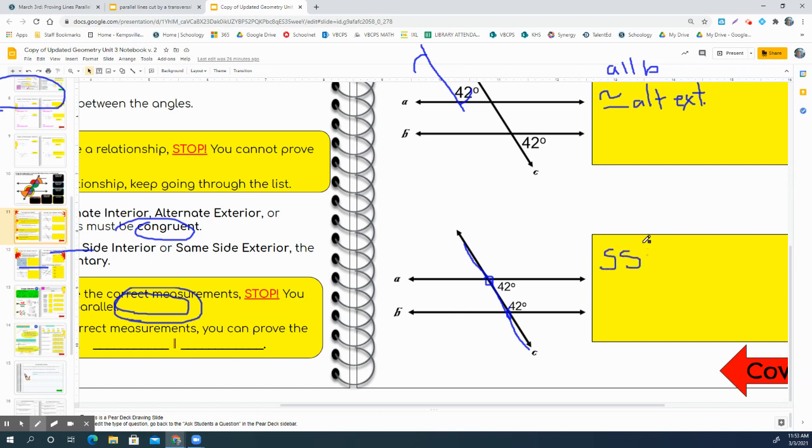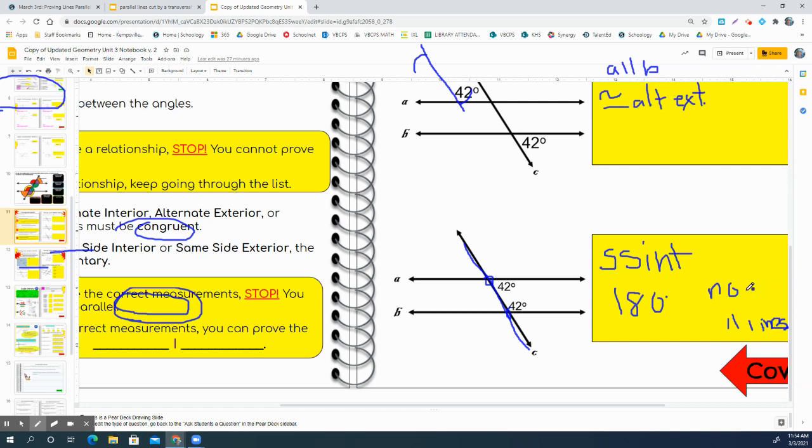So if I've got same side interior, what do I expect the angle relationship to be? Should they be congruent or should they be something else? They should be supplementary. They should equal 180. So because these should be 180 and they are in fact congruent, there are no lines that are parallel. That says no parallel lines in my crazy chicken scratch, okay?